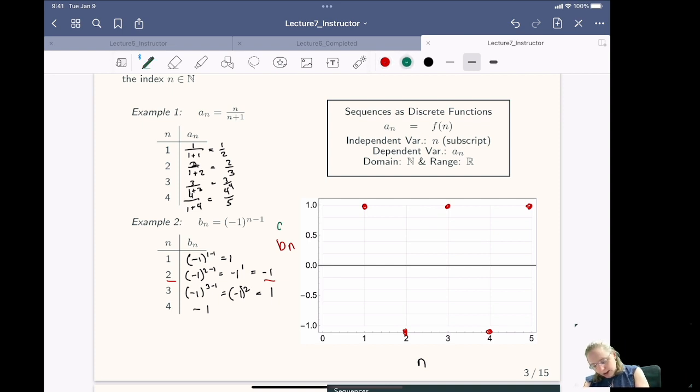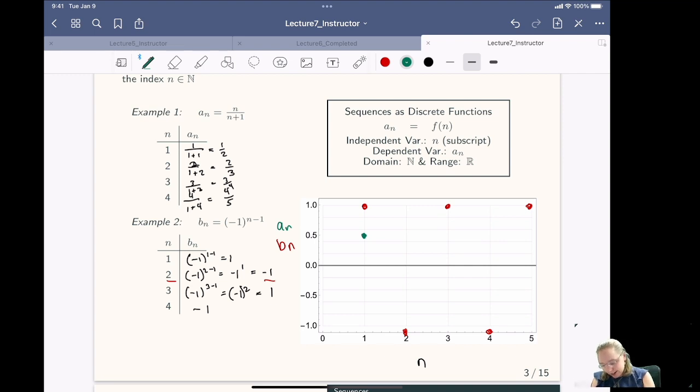All right, let's see instead the function a_n. If we plug in 1, we get 1/2. All right, 1/2 is 0.5. We get this value right here.